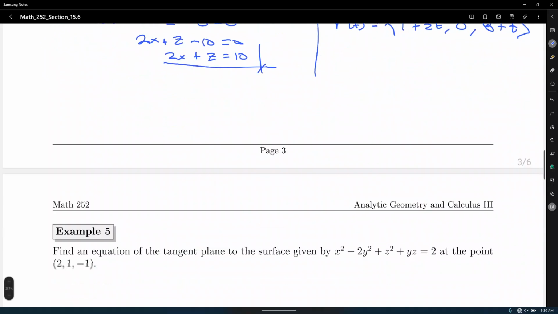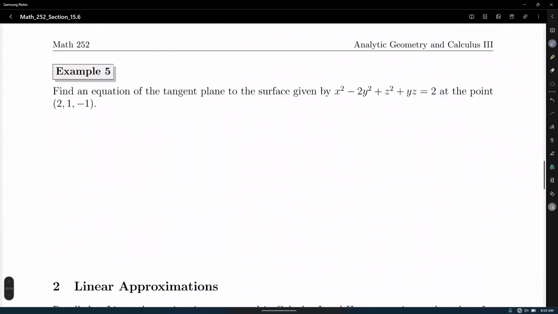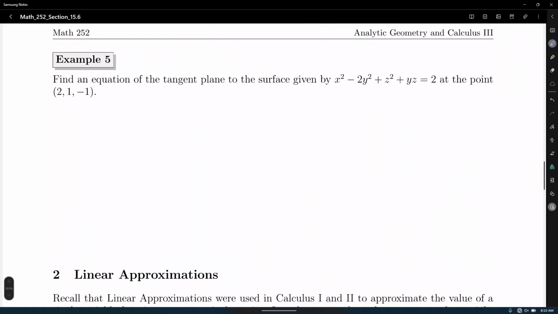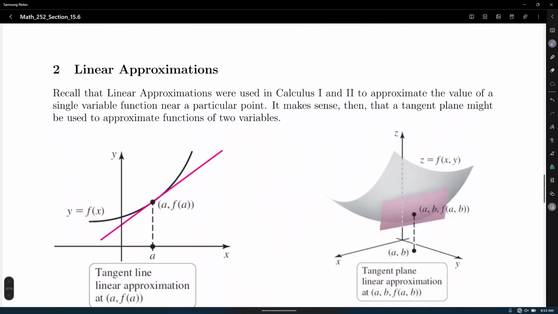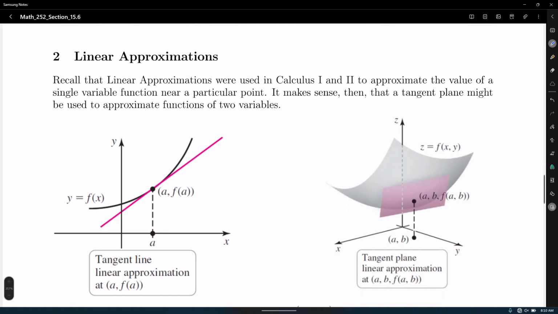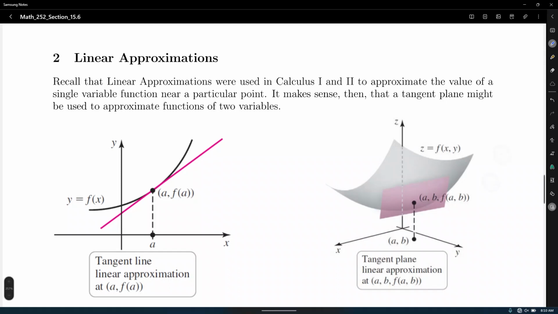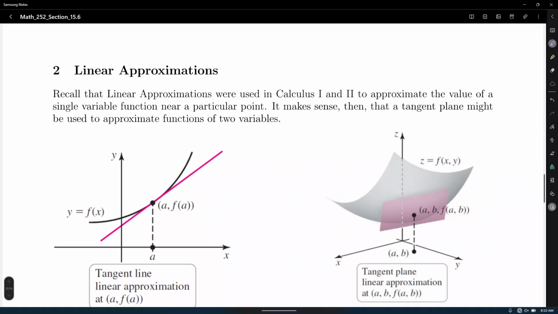Actually, I forgot to get rid of example number 5 because I feel like it's a repetition of the same, so I'm going to skip example number 5. I think we should get to linear approximations, which is the second part of the section. All right, linear approximation. So let's refresh what we did back in Calculus 1. Were you guys learning Calculus 1?